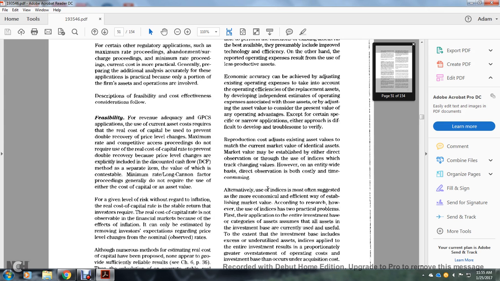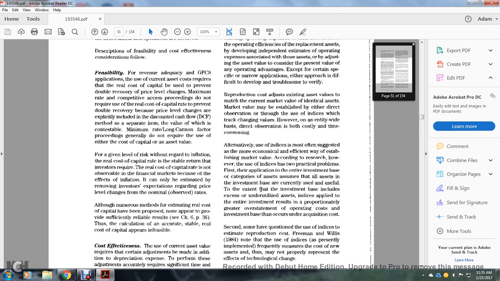asset. Market value may be established by either direct observation or through the use of indices with the direct changing values. However, any wide base of direct observation must be costly and time consuming. Alternatively, indices are often suggested as the most commonly used and efficient way of establishing market value.